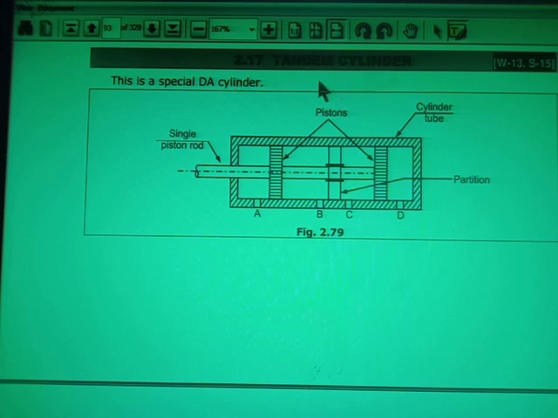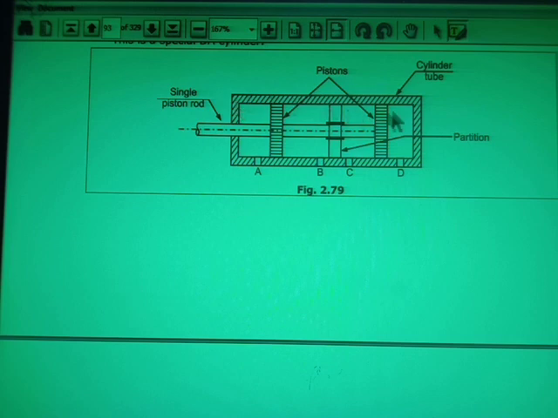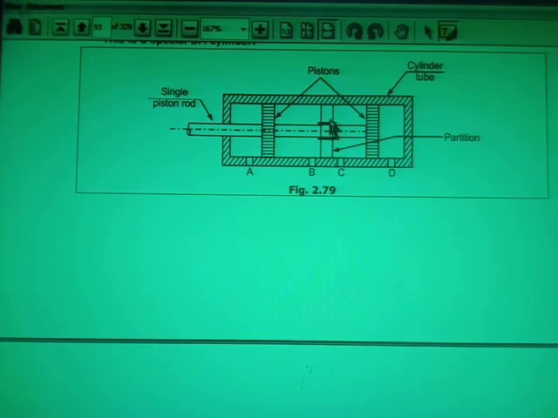tandem cylinder. So what is the case of the tandem cylinder? This is the cylinder body, right? And there are a number of pistons. So two pistons here, you can see piston 1 and piston 2. Two pistons are shown here. This is the inlet port A, right? Now this is the inlet port. There are 4 ports provided: A, B, C and D. A is also an inlet port, C is also an inlet port, D is the discharge port, and B is also a discharge port, and in between there is a partition provided.